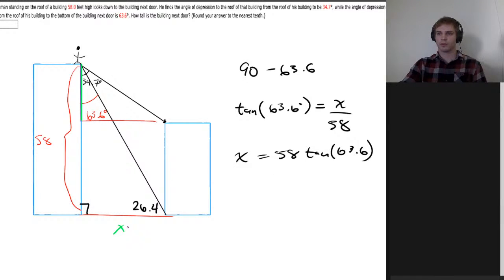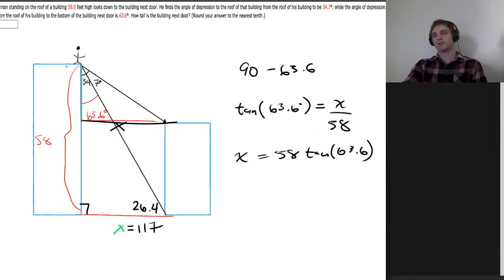116. Just gonna put the approximate value for this. Say 117. When I do this in my calculator, I'm going to use the full value from that. I'm not going to use the rounded value. Okay, so now we have x, which means that that is the same as this x up here, same length.